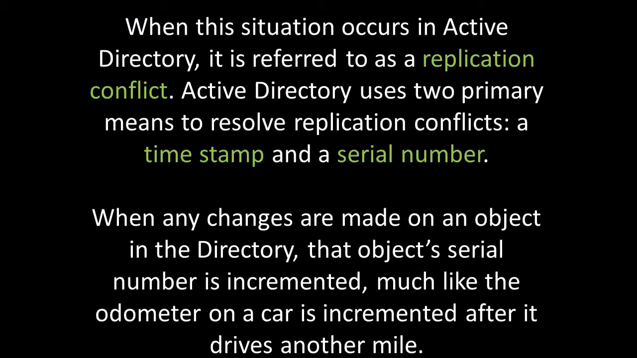When this situation occurs in Active Directory, it is referred to as a replication conflict. Active Directory uses two primary means to resolve replication conflicts, a timestamp and a serial number. When any changes are made on an object in the directory, that object's serial number is incremented, much like the odometer on a car is incremented after it drives another mile.